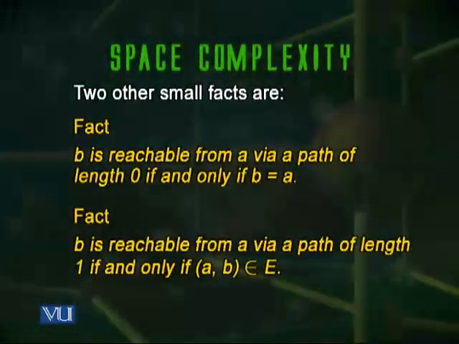Let's look at the second tiny fact. B is reachable from A via a path of length 1 if and only if (A, B) is an edge in the graph. Once again, this is also a simple consequence of the definition of being reachable from A via a path of length 1. That means you have to have a direct edge going from A to B.